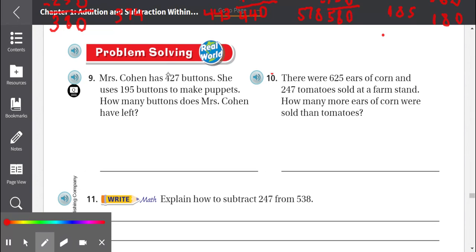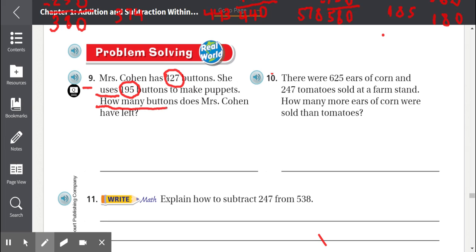So Mrs. Cohen has 427 buttons. She uses 195. And I'm going to circle uses because if she's using them, she has less now. So that means we're going to be subtracting. So uses is a keyword that tells us we're going to subtract. Now we always underline our question because it tells us what we need to find. How many buttons does Mrs. Cohen have left?